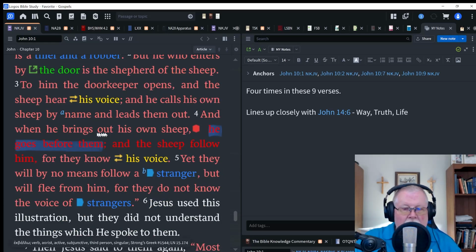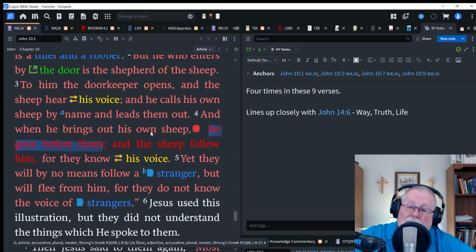But he leads them out. And when he brings out his own sheep, he goes before them, and the sheep follow him, for they know his voice. How do you know his voice? Well, the way you know his voice is, first of all, spending time in his word, and spending time in his word prayerfully. Don't just read the word.